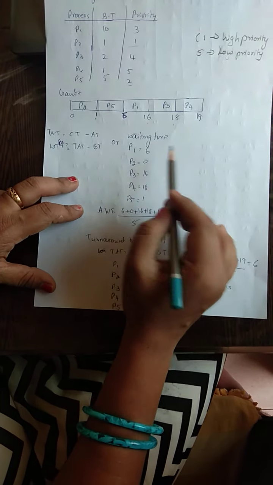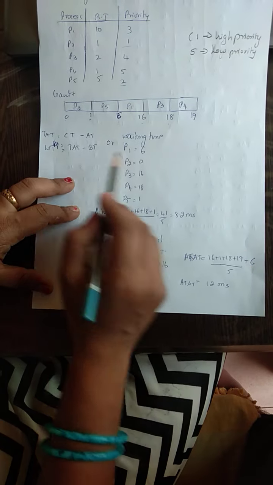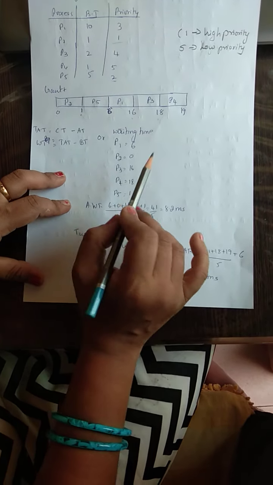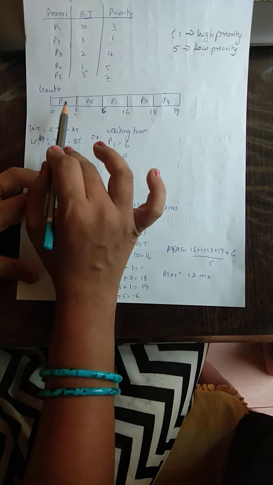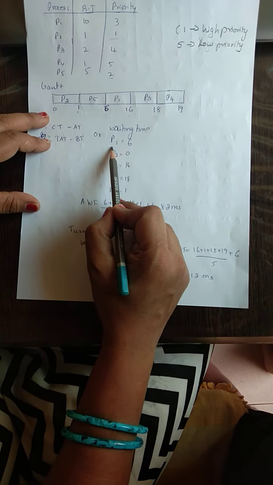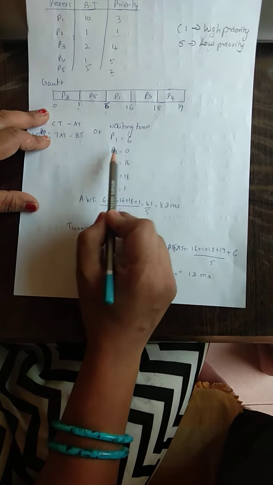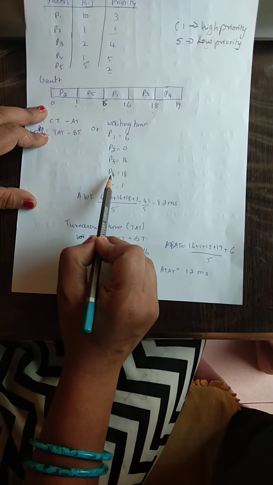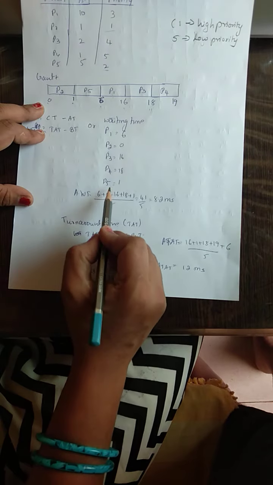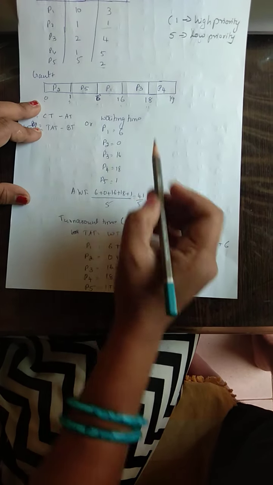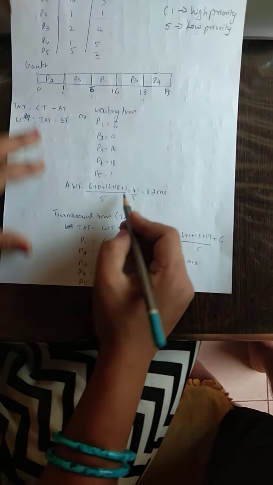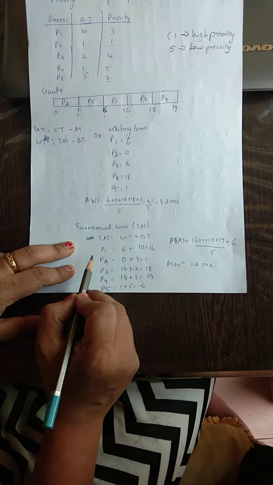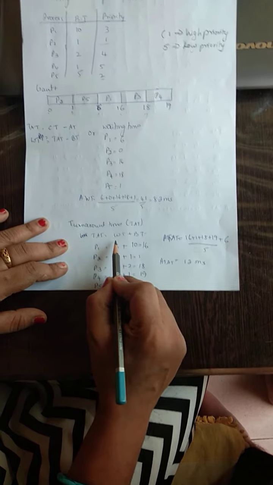And this is how you calculate your waiting time based on the Gantt chart. Since the arrival time is not given, it is very easy to calculate the waiting time by seeing the Gantt chart. So P1 it is 6, P2 it is 0, P3 it is 16, P4 it is 18, P5 it is 1. So find out the average of the waiting time. It is 8.2 millisecond. And turnaround time, how do you calculate your turnaround time?